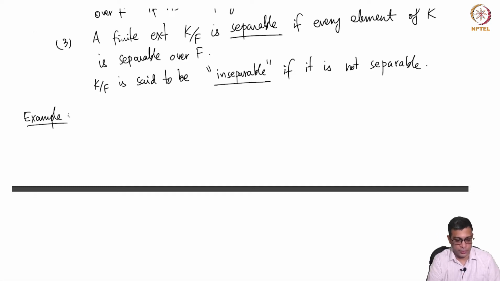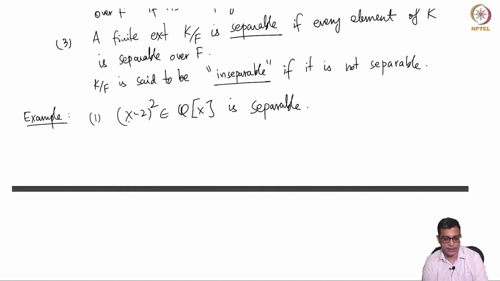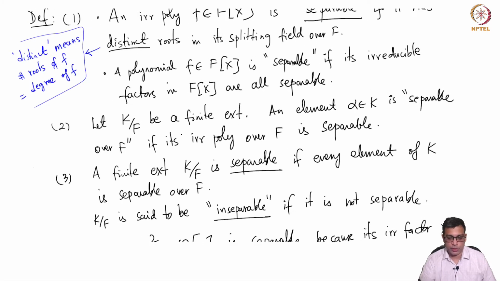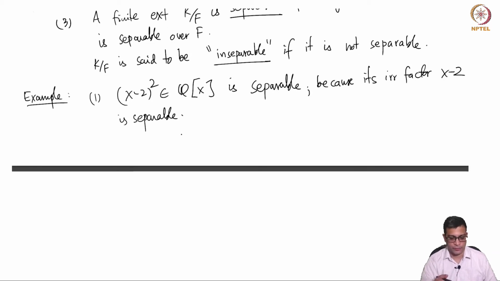Okay, so now before I discuss some properties, I'll give you just very quickly one or two examples. So for example, if you take this polynomial, it is separable, though it doesn't have as many roots as its degree. Here the degree is 2, but it has only one root because its irreducible factors, which is only one actually, is separable. Okay, just to illustrate that, for an irreducible polynomial to be separable, all you need is distinct roots. For an arbitrary polynomial to be separable, you need to look at its irreducible factors.